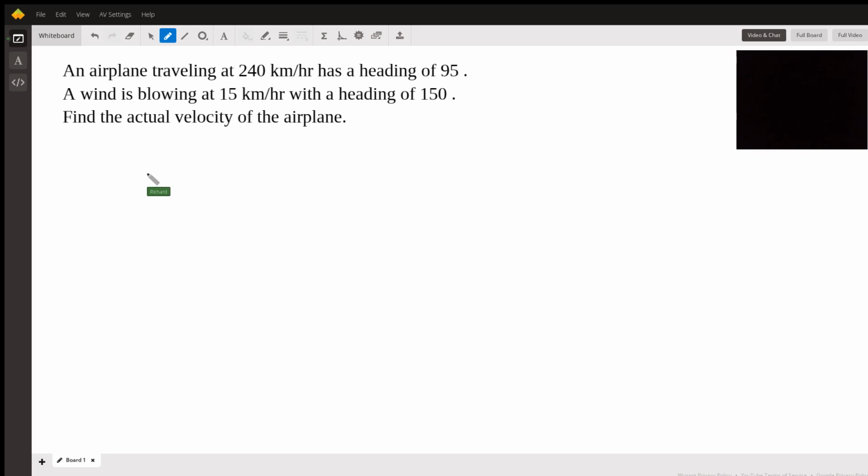This involves vectors. Vectors are a very important topic. They're used a lot in physics, and I'm not going to be able to cover vectors in depth today. I'm just going to cover this problem. Typically you wouldn't see a problem like this unless you already had background information on how to deal with vectors.